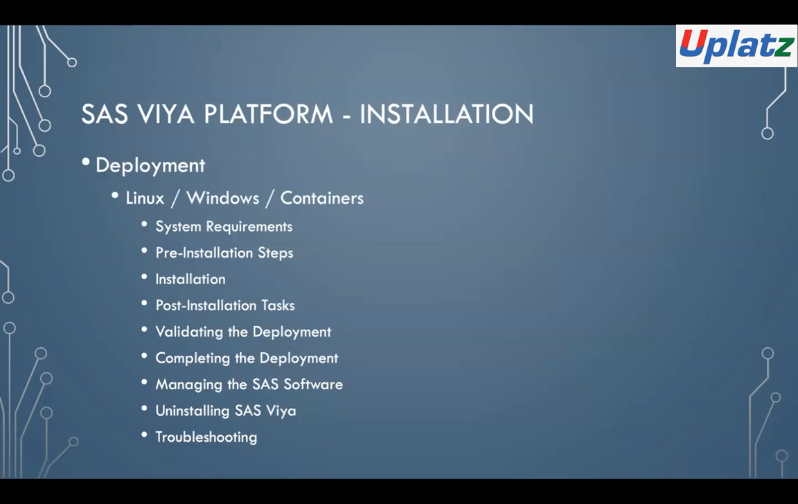First, we need to understand the system requirements. Then we talk about pre-installation steps. Then we do the installation, post-installation tasks, validating the deployment, and completing the deployment. And once the deployment is complete, we have to manage the SaaS software, right? To ensure everything is up to date, licenses are up to date, and any upgrades that are seen in the system are also updated, etc.